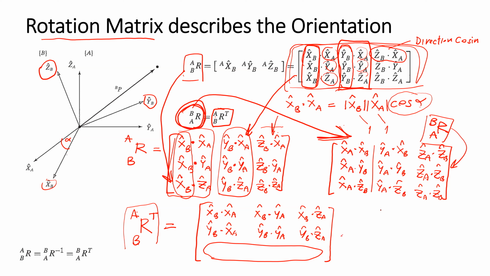Can you see something? Can you compare these two matrices? Do you see something? Finally, these two matrices are equivalent. So the rotational matrix of A with respect to B is equal to the rotational matrix of B with respect to A, transposed.